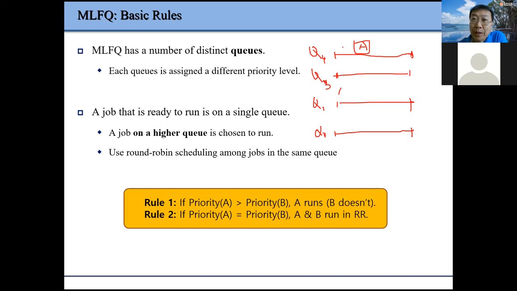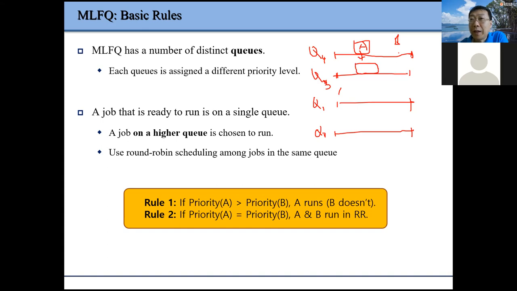So if job A uses up its time slice in the topmost queue, then we know it is definitely longer than a particular time slice. For example, at this level, Q4, for each job we give one time slice. After one time slice, this guy didn't finish. So at least we know this job cannot be finished in one time slice, which is a short time in terms of our system. So we move this job into the next queue.